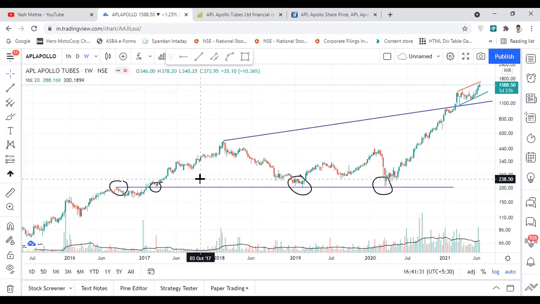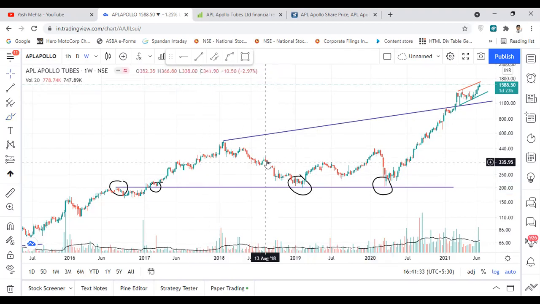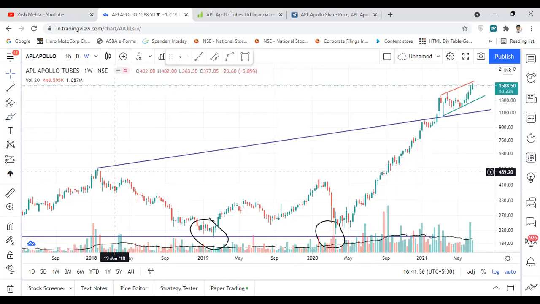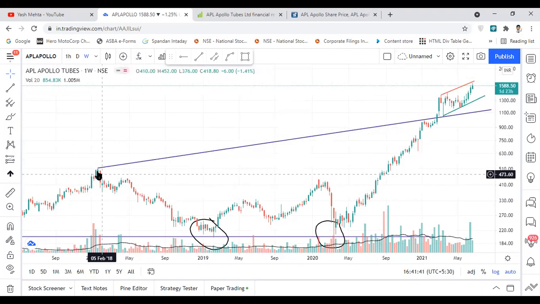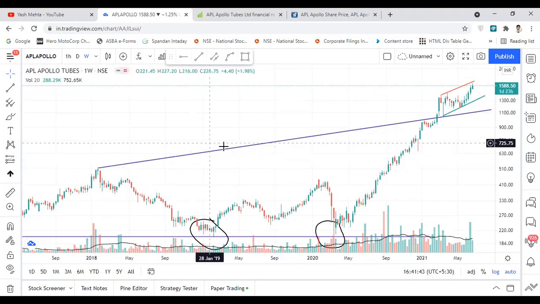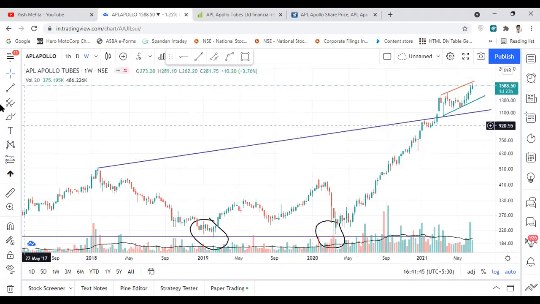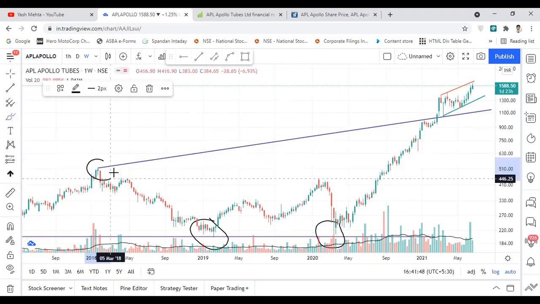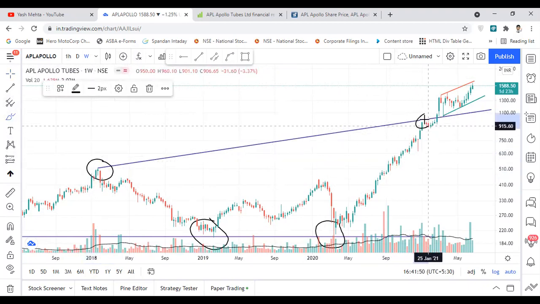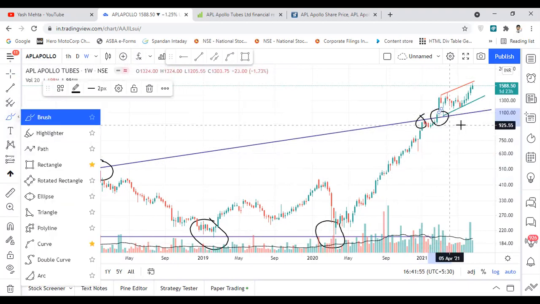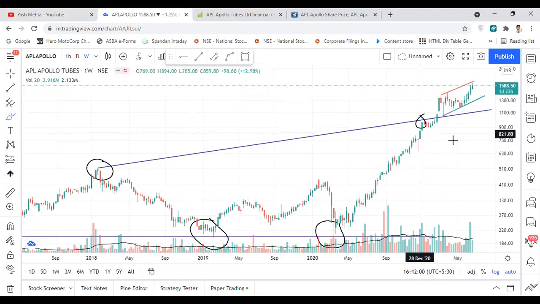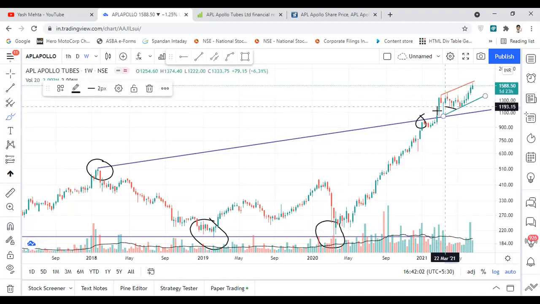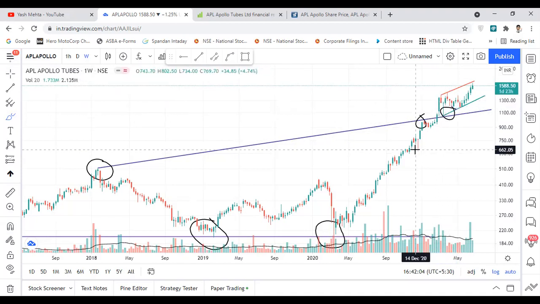So let's see the APL Apollo tubes chart right now. Just focus on this. I have opened the weekly chart currently, and we will switch to daily chart later on. Right now, just see this trend line which I am showing. You can see this point is the resistance here. It took resistance here. It gave a breakout here, and after this breakout, the stock took support at this level. I will make it easy. After this breakout, the stock took support at this level, as you can see here.